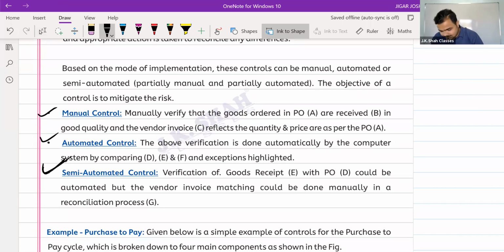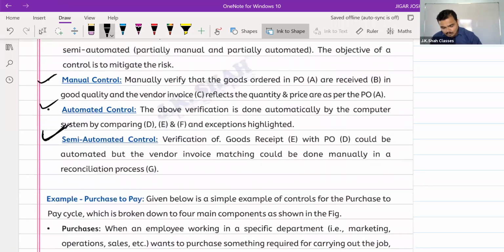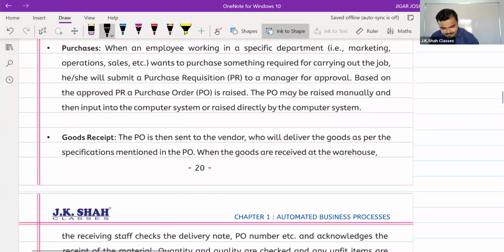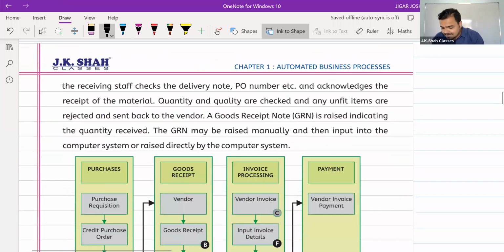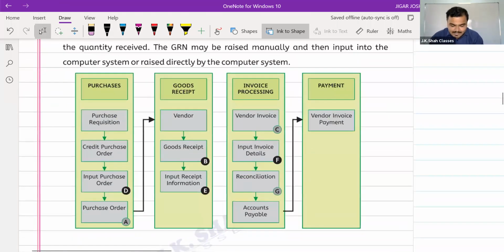Agree? Yes, sir. Chartered, next example I'm not going to read. Ask why, sir. Let us read first, and then we'll ask you why you are not reading. Chartered, I think we have already done this.